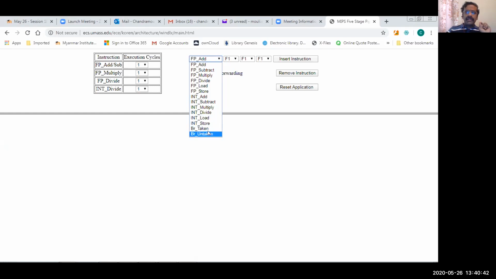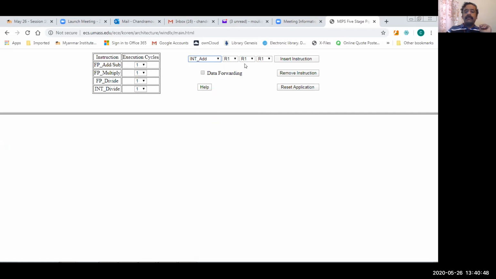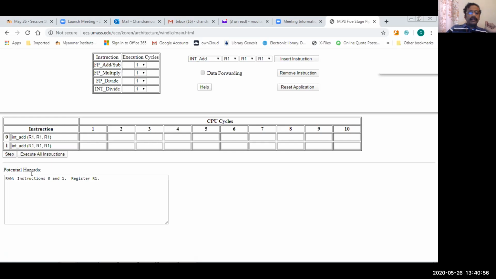Now let us start with simple integer operations. Let me say integer add R1, R1, R1. I insert the instruction, and I have inserted it twice now. It shows you the CPU cycles, and these are 1, 2, 3, 4, 5, which show which stage the instruction is in on each cycle. I am assuming data forwarding is not there.